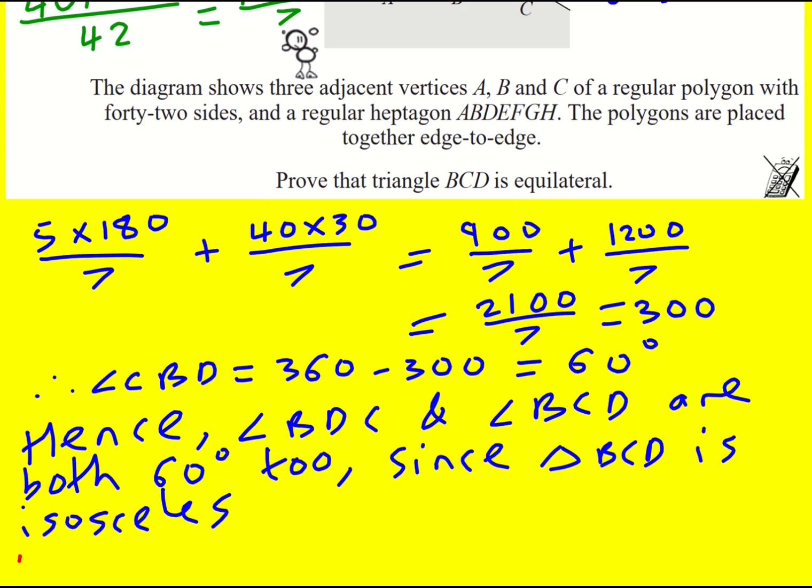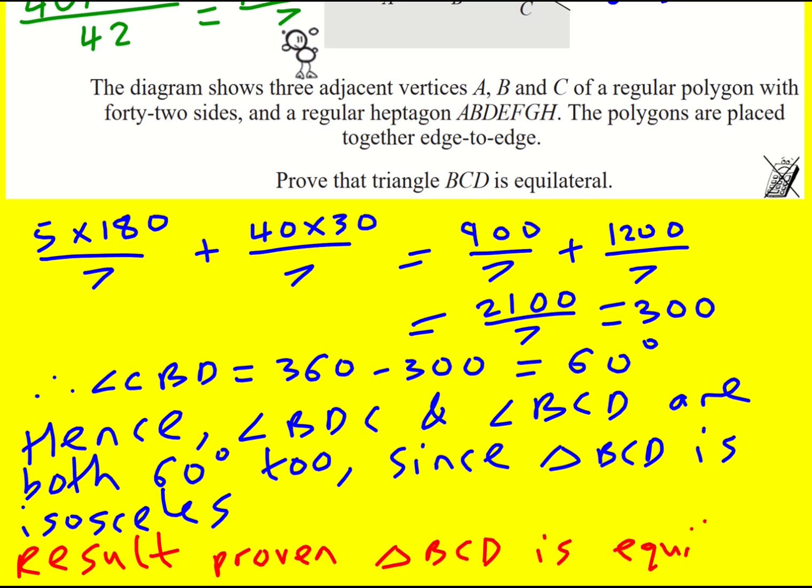And that's the result. Result proven. Triangle BCD is in fact equilateral. Nice.